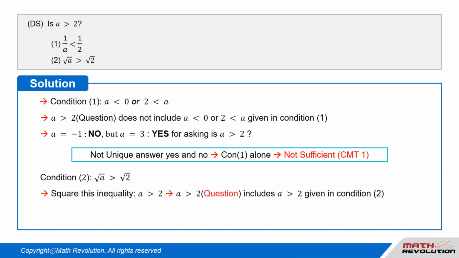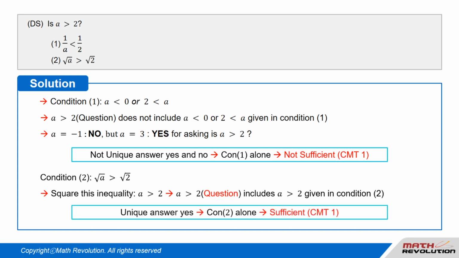Condition 2 tells us that square root of A is greater than square root of 2. If we square this inequality, we get A is greater than 2. The range A is greater than 2 includes the range A is greater than 2, given in condition 2. Thus, the condition is sufficient.